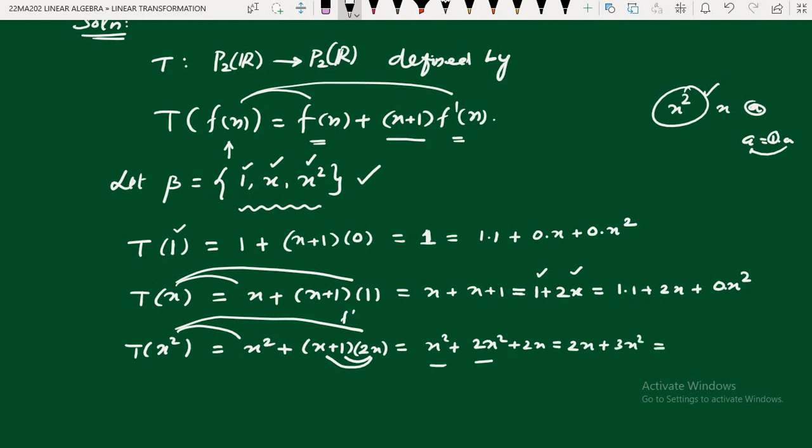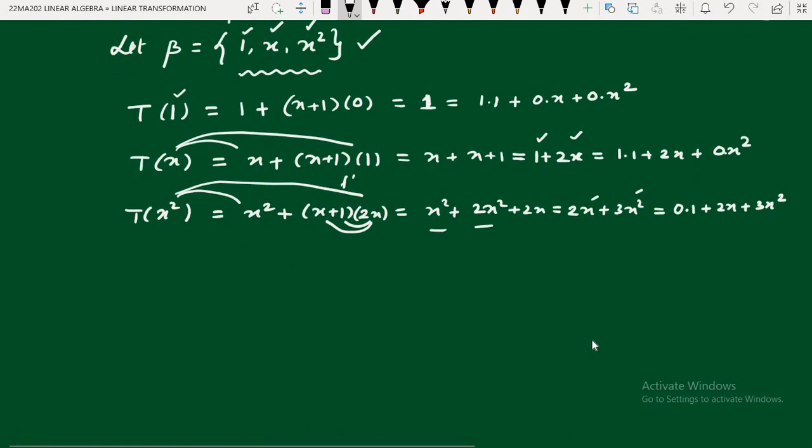So here also we have the x term and the x square term, but the constant is missing, so you have to multiply 0 with that: 0 into 1 plus, write 2x and 3x square as it is. Those are the terms that occur here, and you take them as they are. For a missing term you can take 0 coefficient. That's all. So we found all the values of T of 1, T of x and T of x square. Now we can write the matrix.